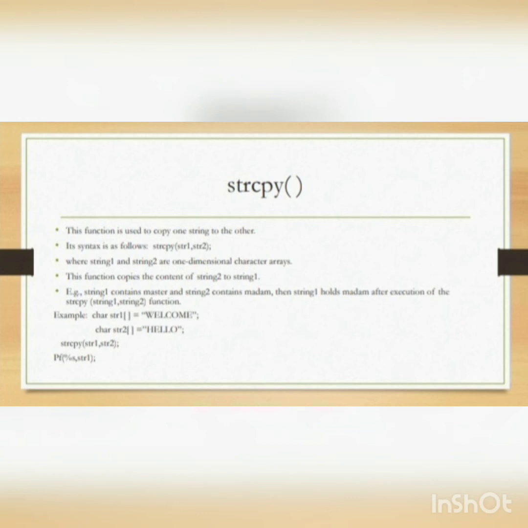strcpy. This is a standard library function in C and is used to copy one string to another. Its syntax is as shown in the presentation. string1 and string2 are one-dimensional character arrays. It copies the content of string2 to string1.